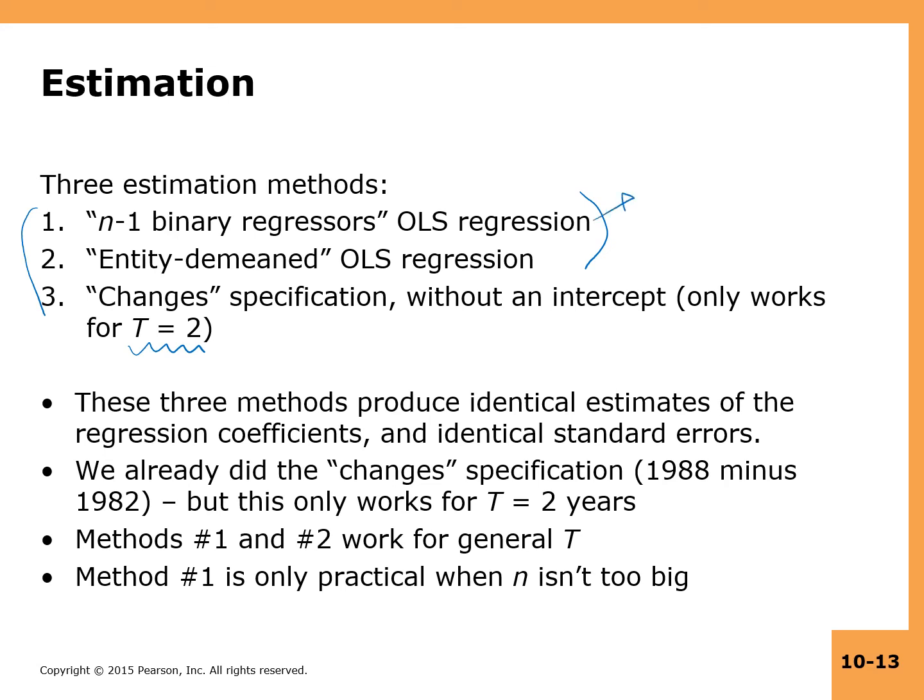The problem with the first method is that when there are a lot of binary regressors, or when n is really large, then it takes forever to estimate this in Stata, so it becomes really impractical. The second method is what we are going to end up using in Stata to estimate the fixed effect. We're first going to start off with the examples of n-1 binary regressors.